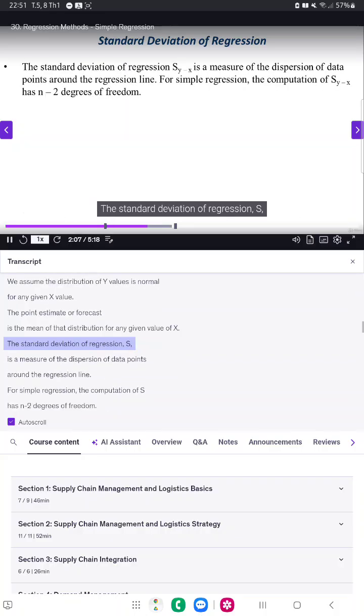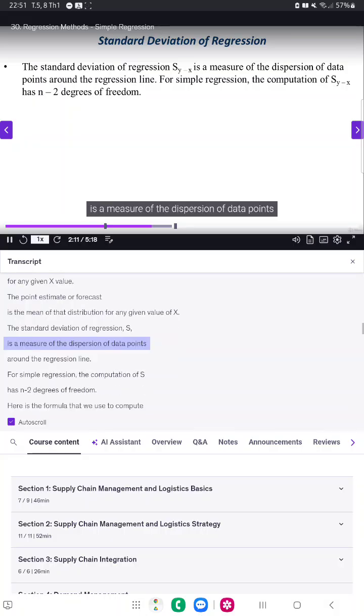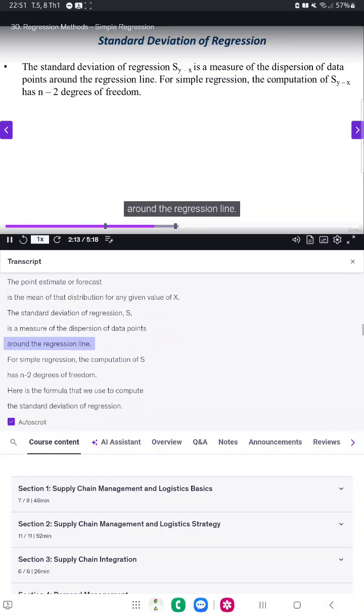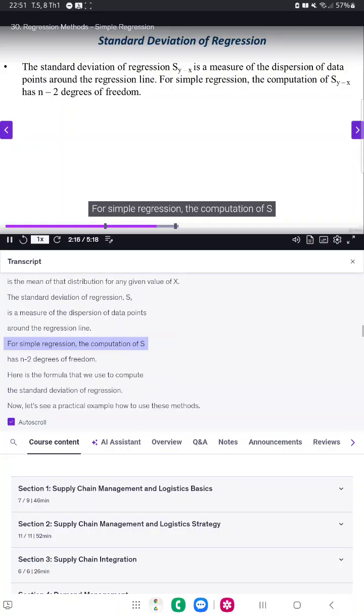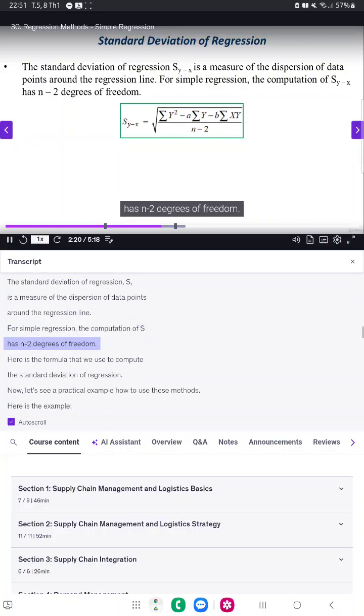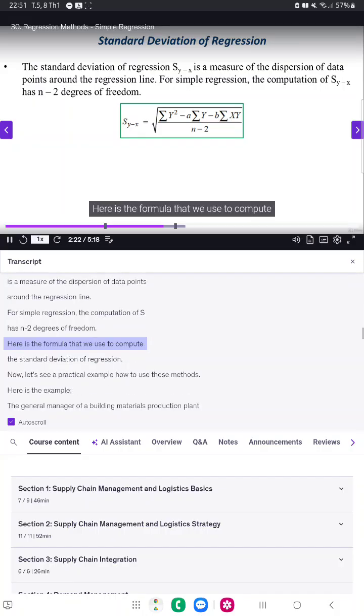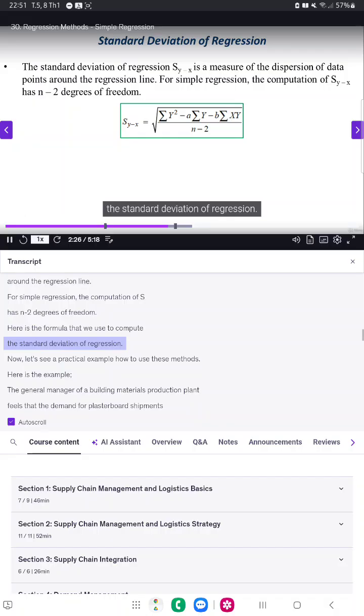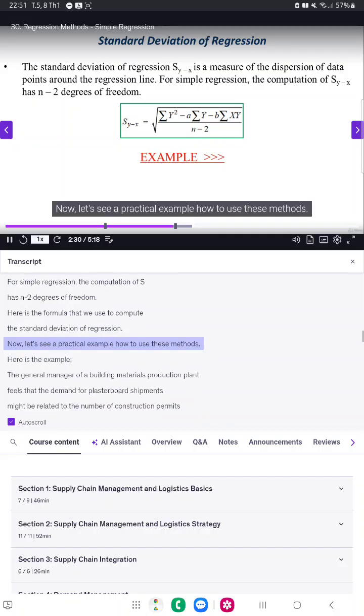The standard deviation of regression, S, is a measure of the dispersion of data points around the regression line. For simple regression, the computation of S has n-2 degrees of freedom. Here is the formula that we use to compute the standard deviation of regression. Now let's see a practical example of how to use this method.